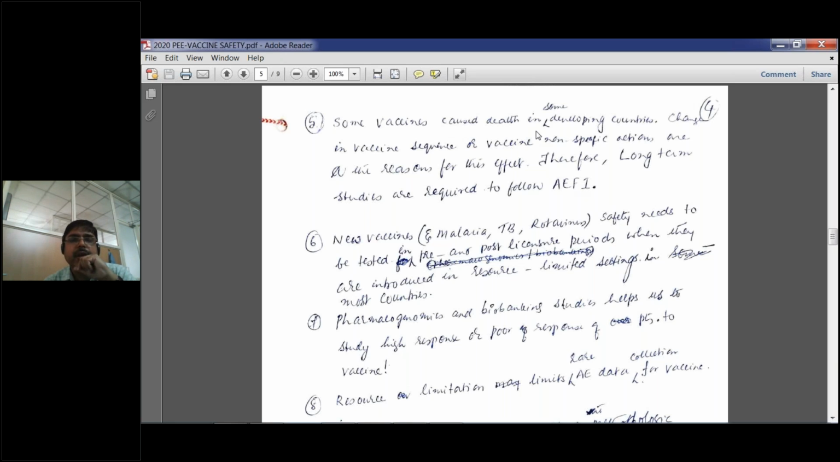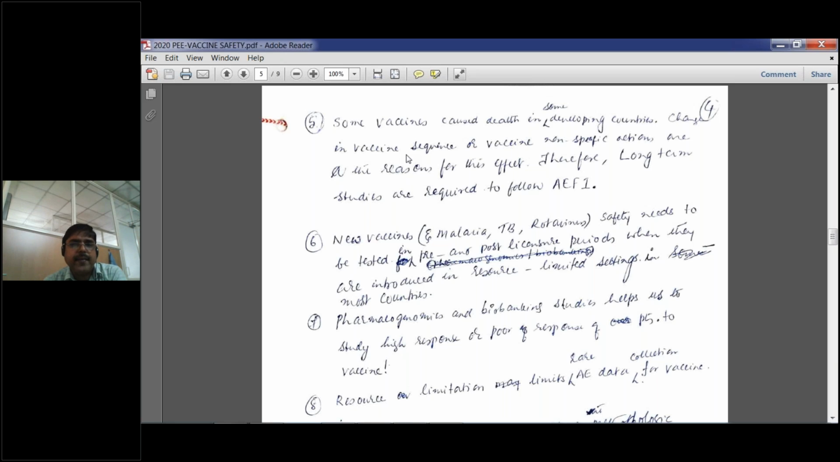Anyway, now some vaccines cause death in patients in some developing countries. Nobody knows why that was produced, but it is proposed that there is a change in the vaccine sequence, because we know that vaccines contain attenuated forms of microorganisms. Over a period of time, the gene structure in the microorganism does change. So there is always a chance that the attenuated microorganism may change its gene structure and produce a chemical that may change the vaccine sequence altogether, and that may be responsible for the death of the patient.